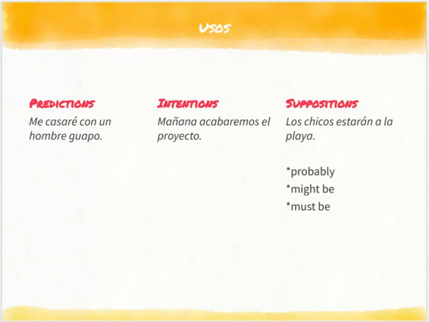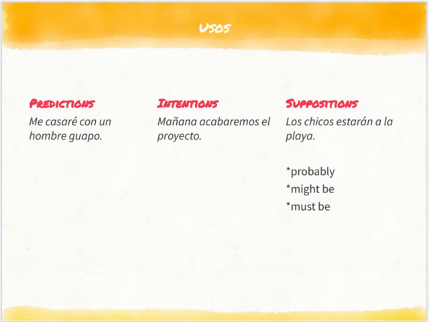And supposition. What this means is that if you are talking about maybe some other people, in this case, los chicos estarán a la playa, this translates into the boys might be or probably are at the beach. So maybe you're having a conversation with a friend and they ask, oh, where are the boys? And it's a nice day over the summer. You could say, oh, they might be at the beach, or they're probably at the beach.